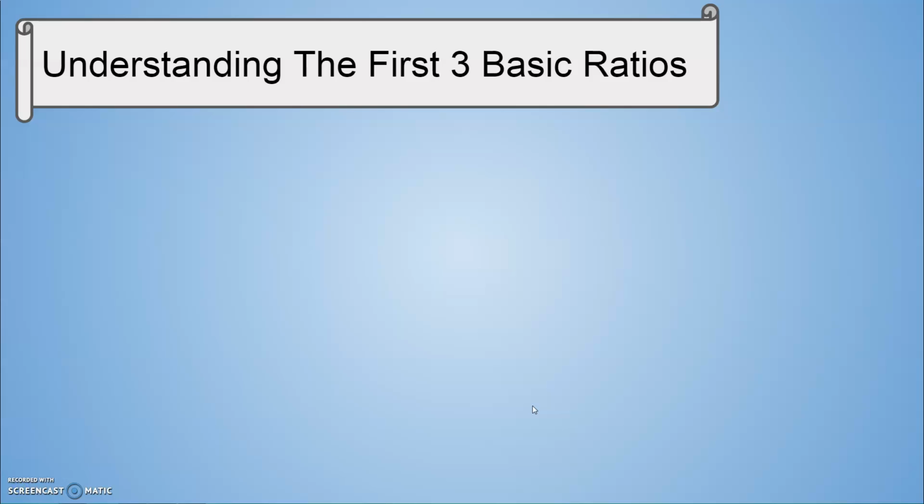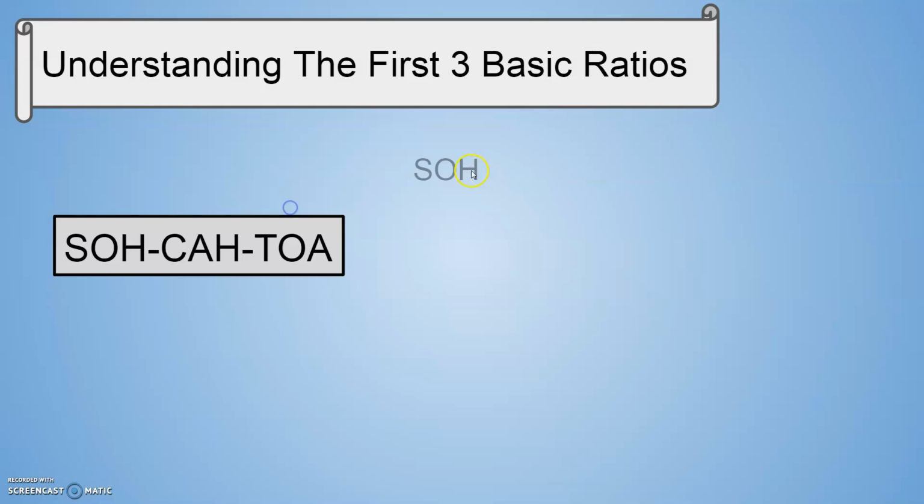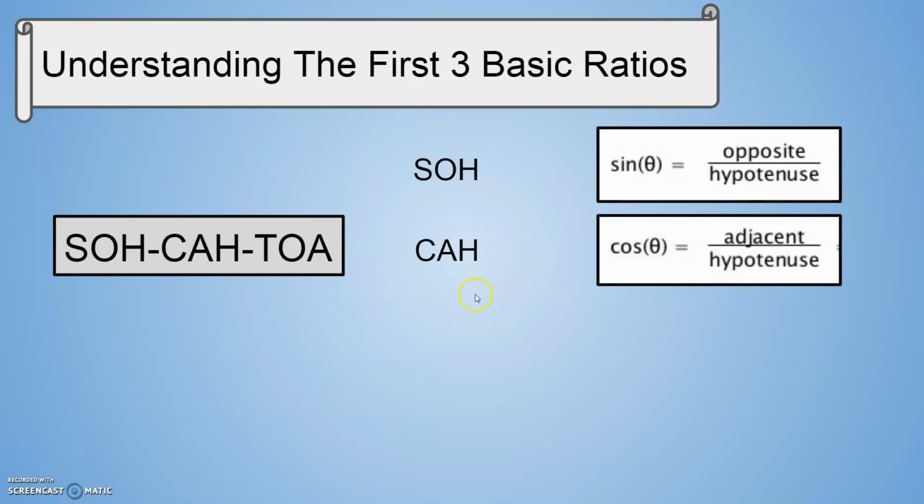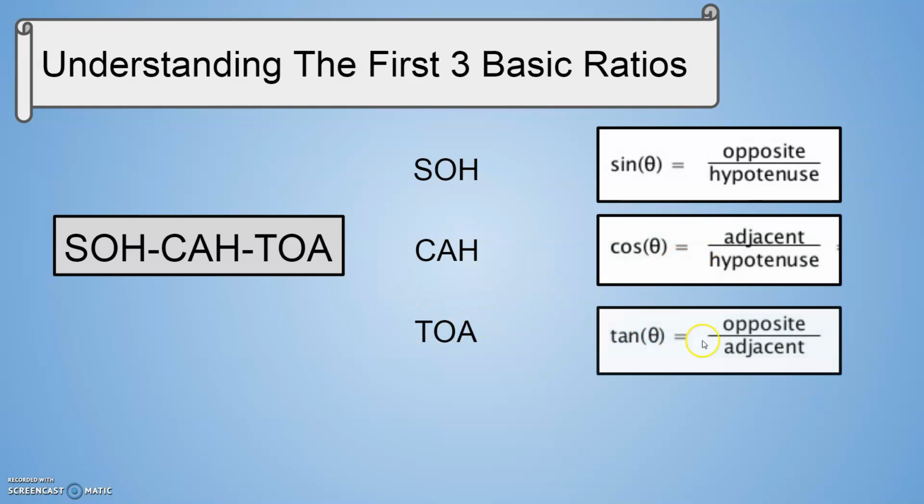The first step to understanding the first three basic ratios is understanding SOHCAHTOA. SO stands for sine equals opposite over hypotenuse, CA stands for cosine equals adjacent over hypotenuse, and TOA stands for tan equals opposite over adjacent.